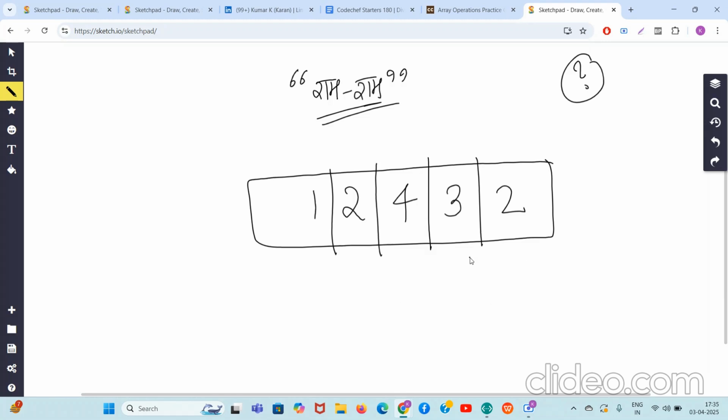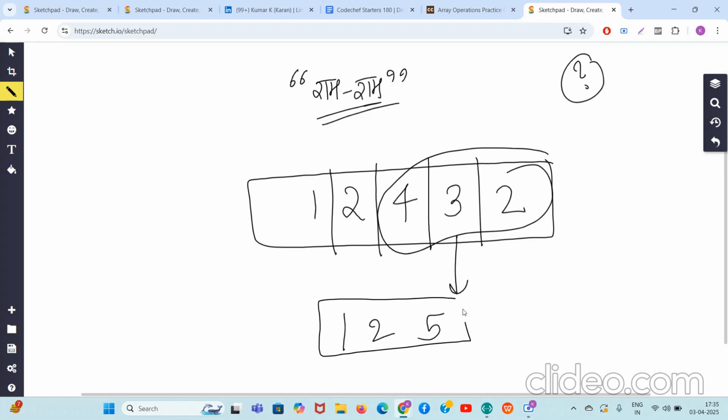Let's try to do the operation here. This is going to get replaced by 5. Okay. Then you do the operation on 1 and 5. It will become 6. 6 is the best answer possible.